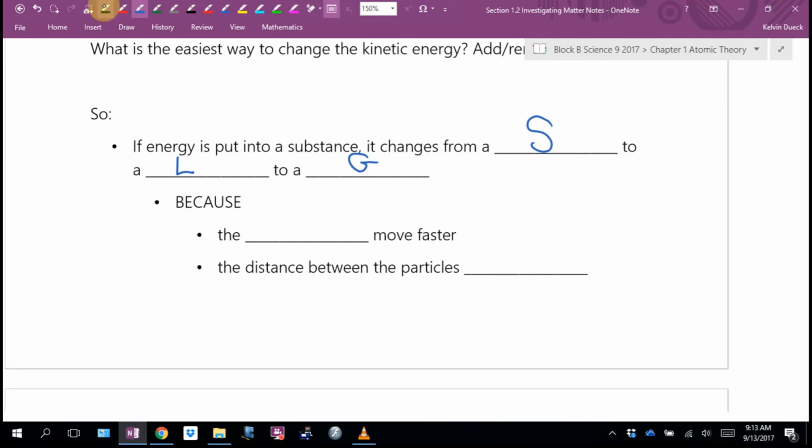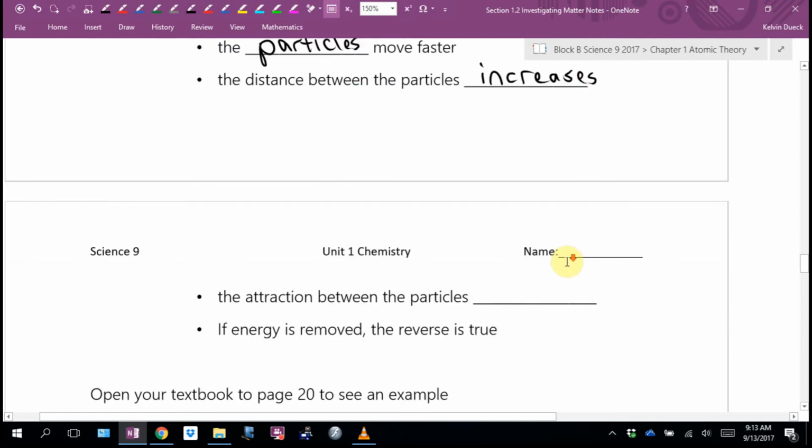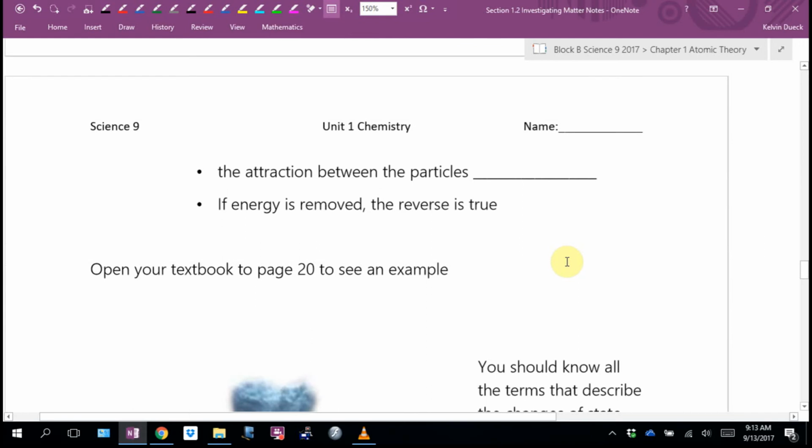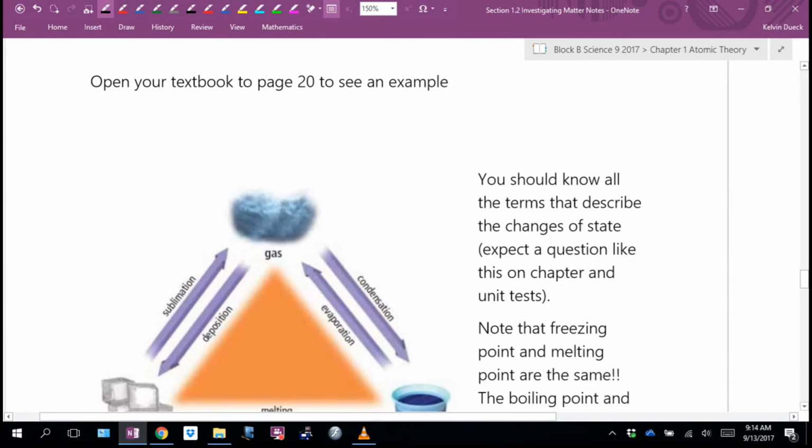Because what moves faster? Particles move faster. And the distance between the particles increases. And because the distance increases, the force of attraction between the particles, since they're further apart, decreases. Long-distance relationships don't work. If energy is removed, the reverse is true. So if you have your textbook, one per table or both of you, can you open your textbook to page 20 to see an example?